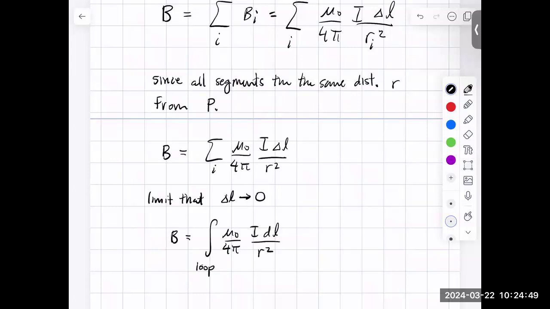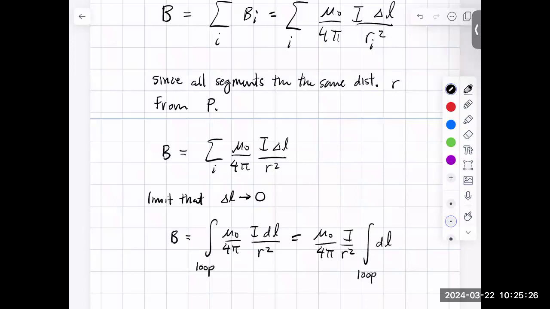But almost everything in this expression is a constant. Mu naught and 4 pi are obviously constants. The current is the same everywhere on the loop, so it's a constant. The distance from the loop to point P is the same everywhere, so r is a constant. We can factor all of that stuff out. And so this would be I over R squared, we have the integral around the loop of dl. So the integral of dl is just adding all the little segments, all their lengths around that full loop.